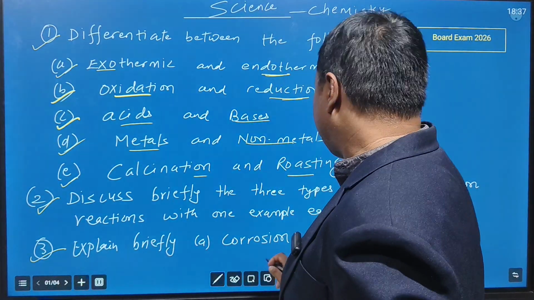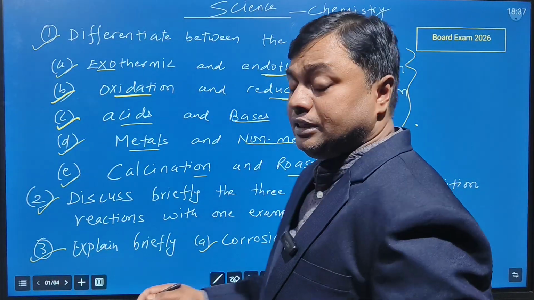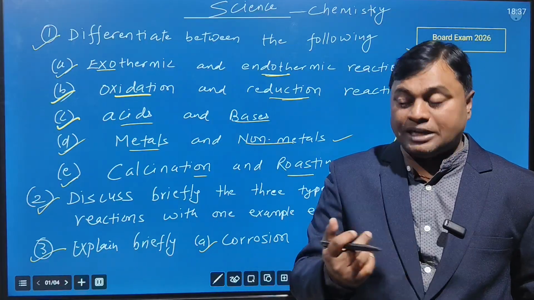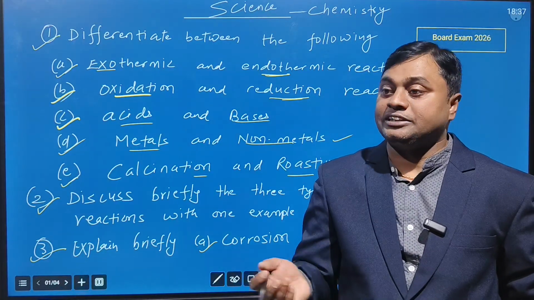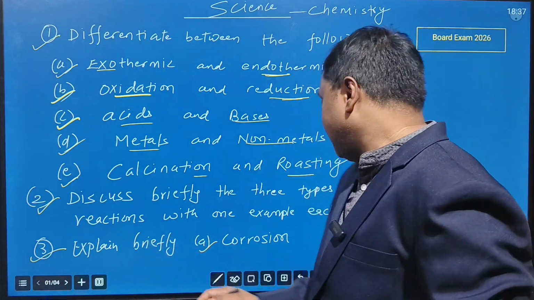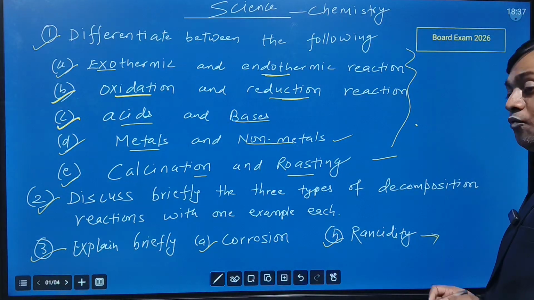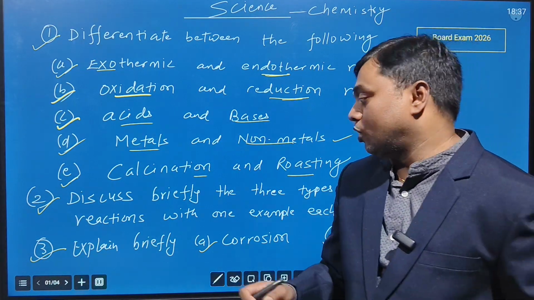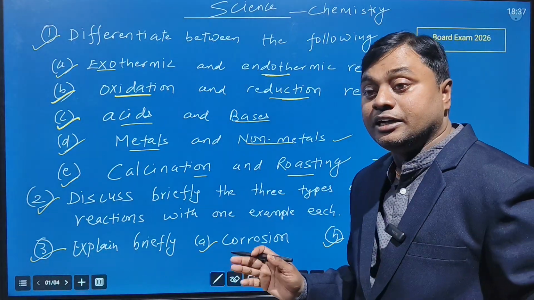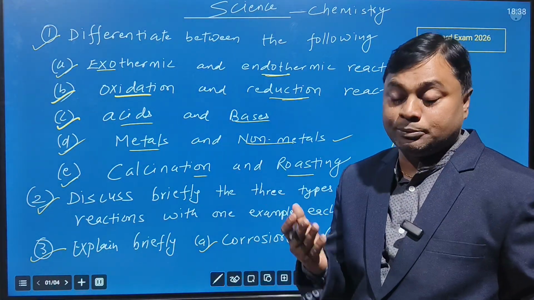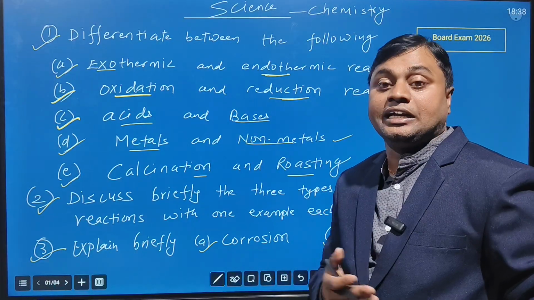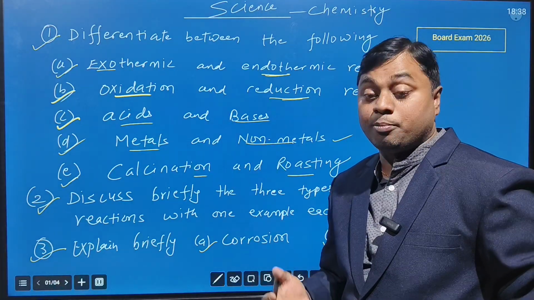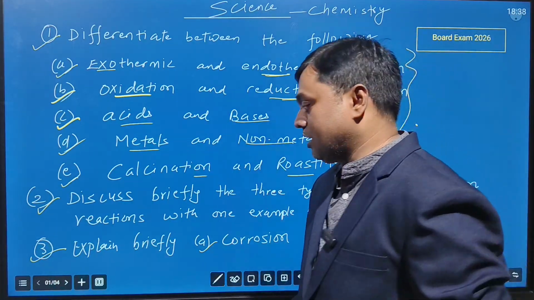Next question. Explain briefly corrosion. Corrosion is the process of destruction of a metal surface whenever it is exposed to acids, bases, salts, etc. Next, what is rancidity? The process in which fatty food items get oxidized, resulting in bad smells. That is called rancidity. How can we prevent rancidity? By using preservatives, by using airtight containers, by flushing with nitrogen gas, and by keeping the food item in a fridge or refrigerator.